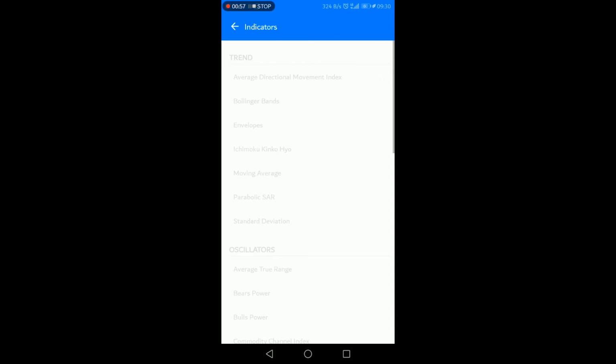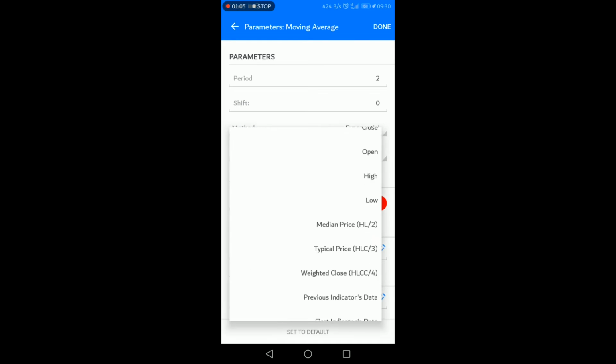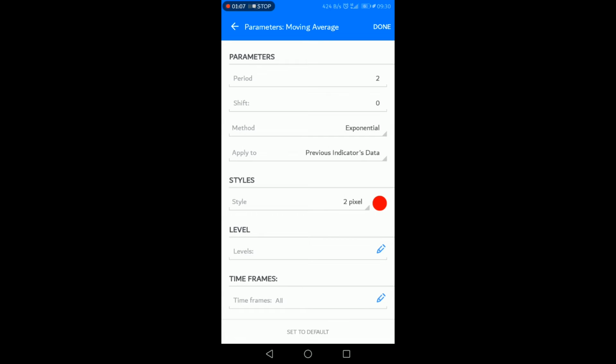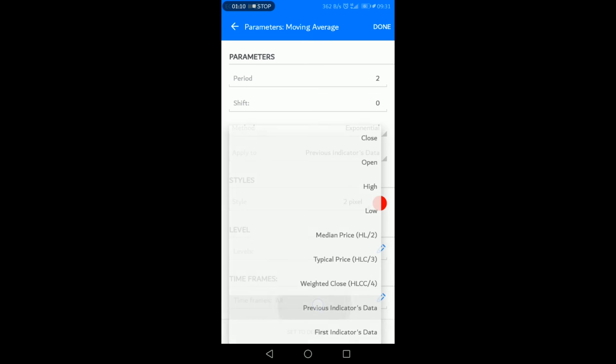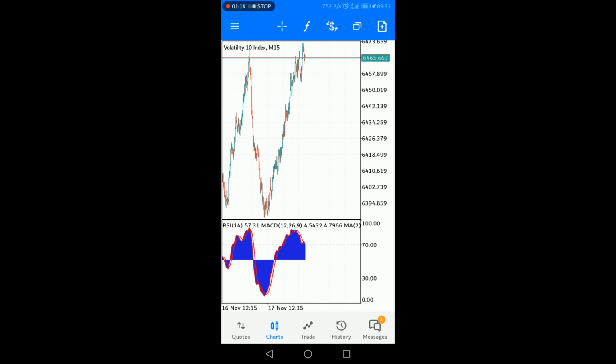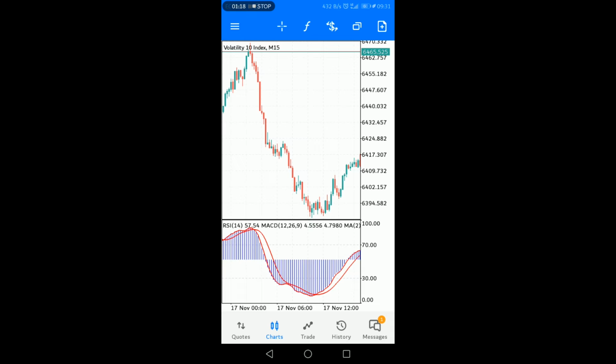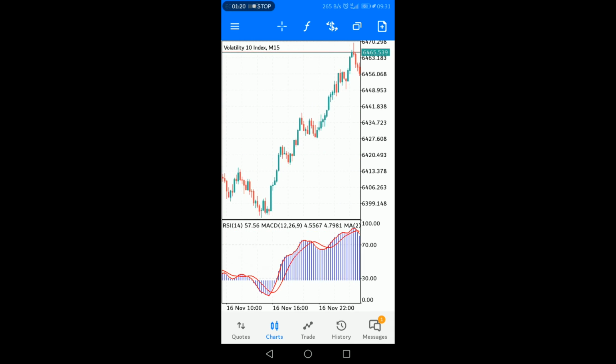You go to the indicator window. Now you're going to add the moving average. Once you add the moving average, make sure it's period 2, method exponential, and then apply to previous indicator's data. This is the most important part: apply to previous indicator's data. You click done. Once you do this, the moving average, which is another red line here, is going to be added on top of the MACD, so it's going to follow the MACD.